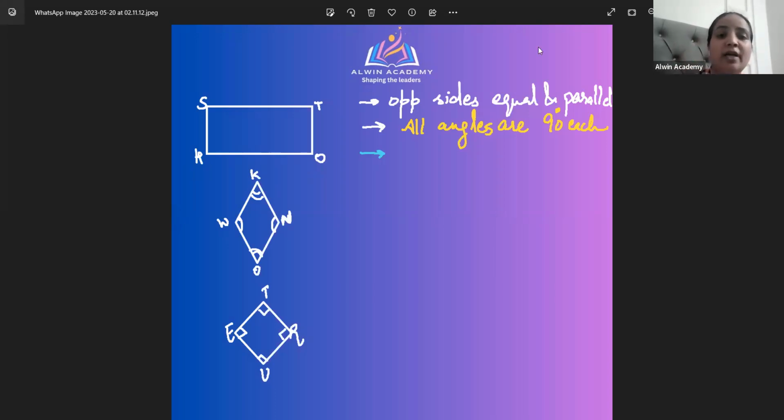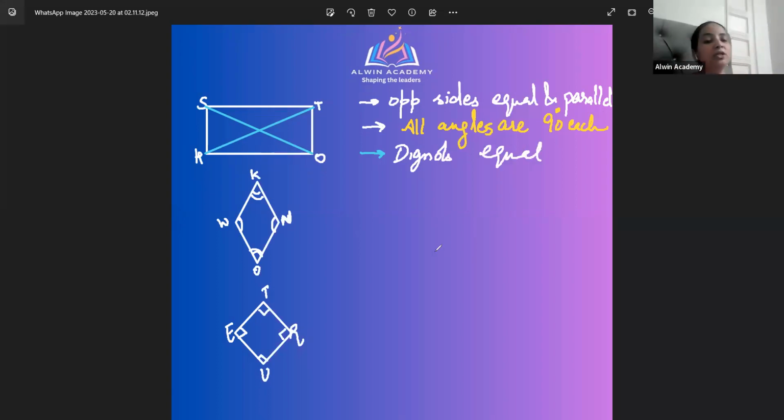But in this case, when I draw two diagonals, clearly observe beta, the length of HT is equal to the length of SO. So that means a rectangle is a special parallelogram where diagonals happen to be equal. Got it, beta ji, or not? Yes, ma'am. And if I say SO equals HT equals 5 centimeter.